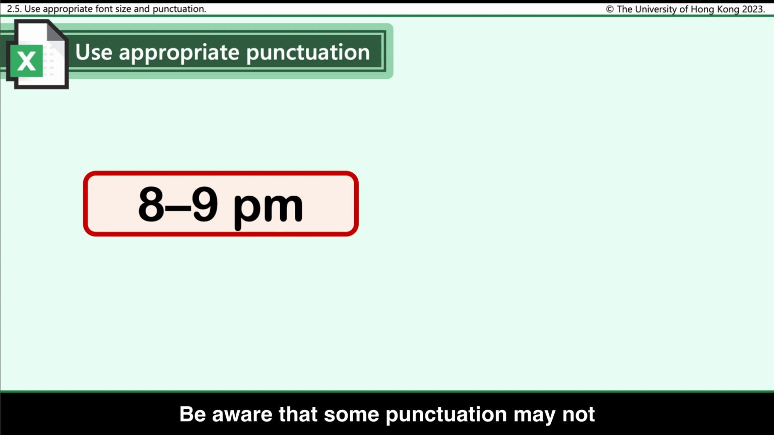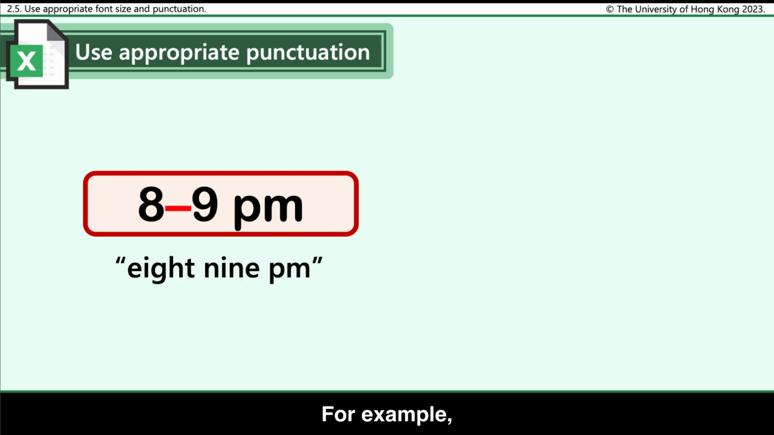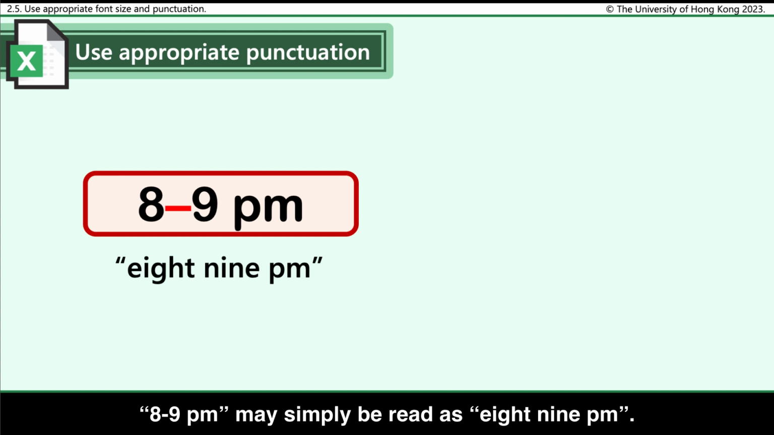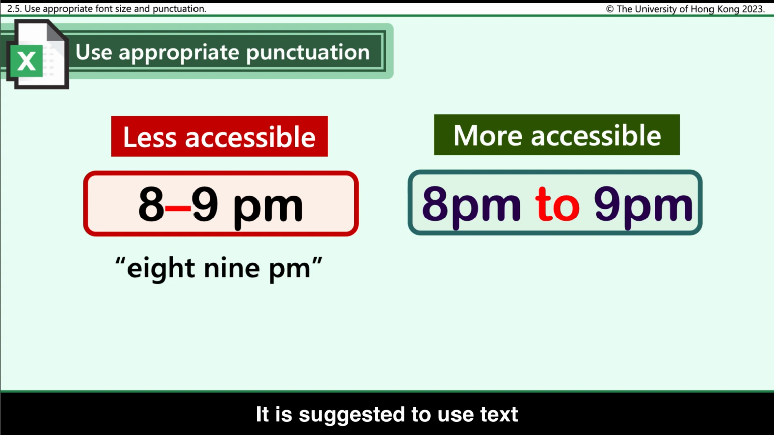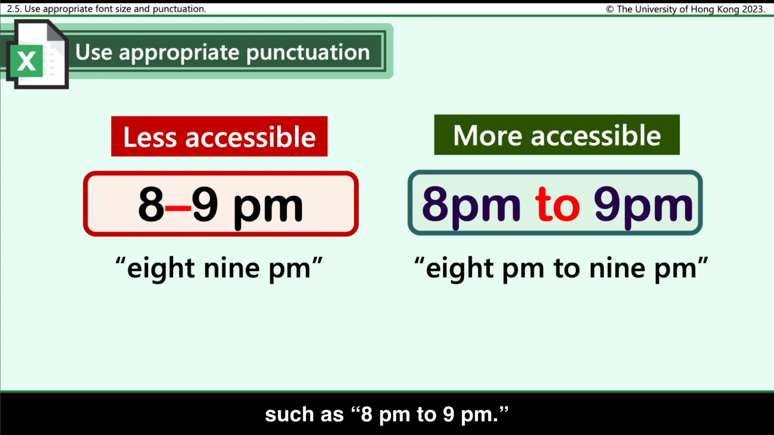Be aware that some punctuation may not be read out by screen readers. For example, 8-9 p.m. may simply be read as 8-9 p.m. It is suggested to use text to present important information, if possible, such as 8 p.m. to 9 p.m.